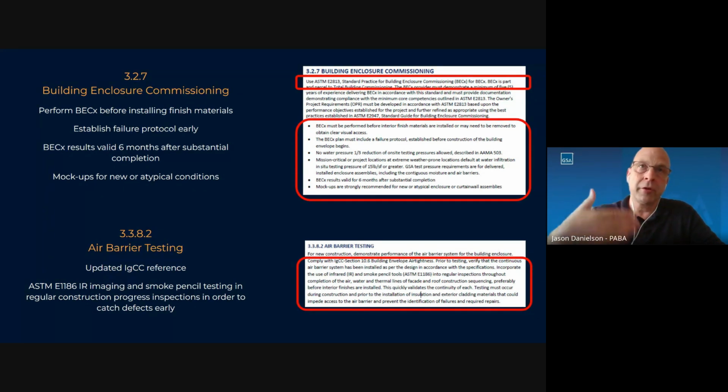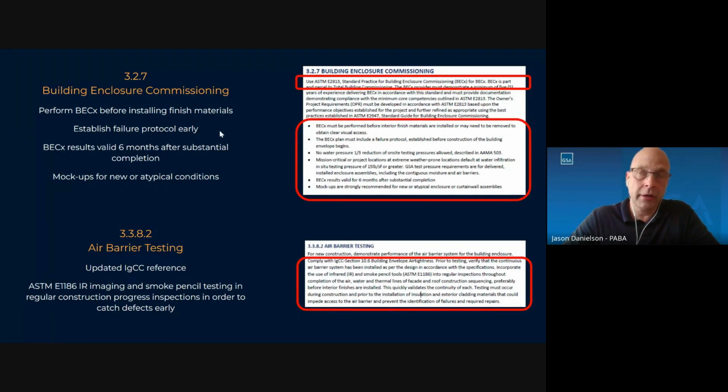You don't want to put your drywall up first, because you need to have visual access if you're doing an air or water test on the interface between a window and the adjacent wall. If those finishes are put in, they'll have to get removed in order to do that testing.